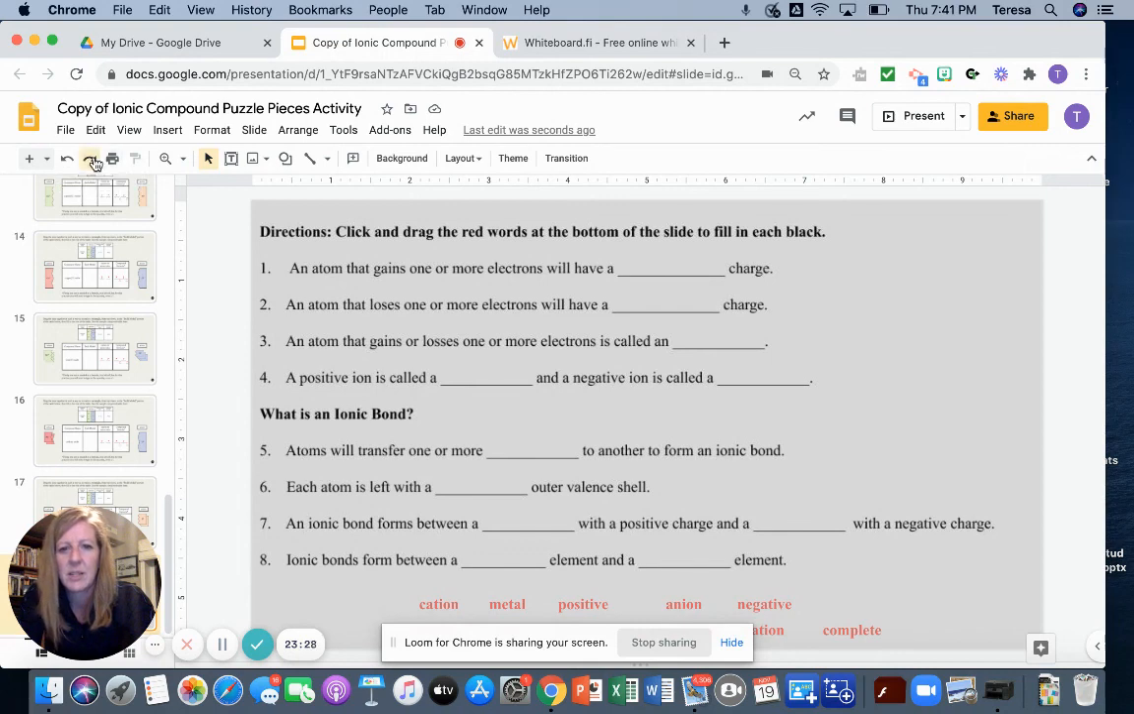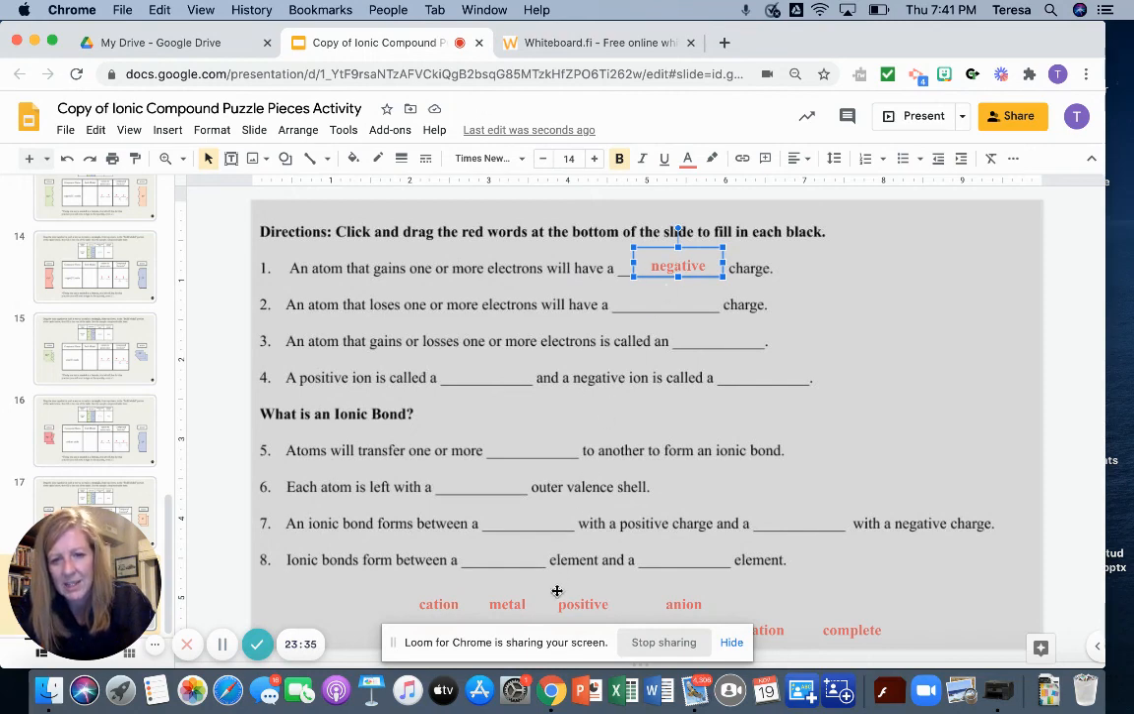So for instance, an atom that gains 1 or more electrons will have a negative charge. So I dragged negative up here. An atom that loses 1 or more electrons will have a positive charge, right? So I would grab this box and drag it up. And you'll do that with the rest of the terms down here at the bottom until you have all your blanks filled in.